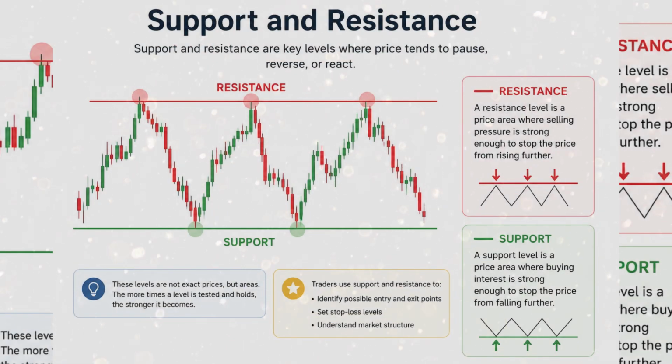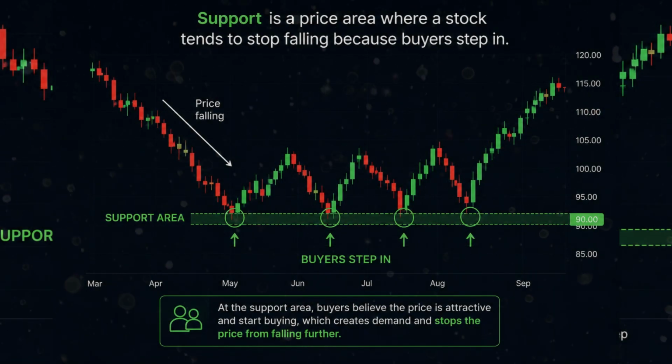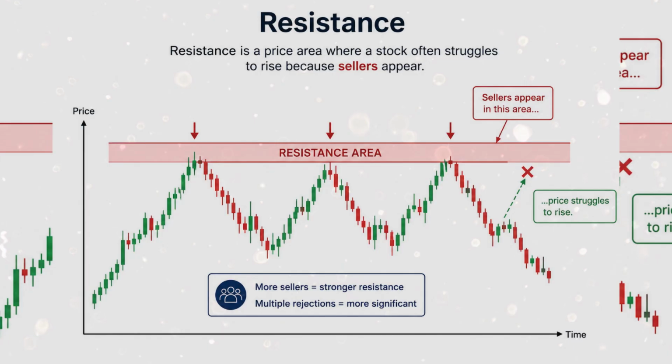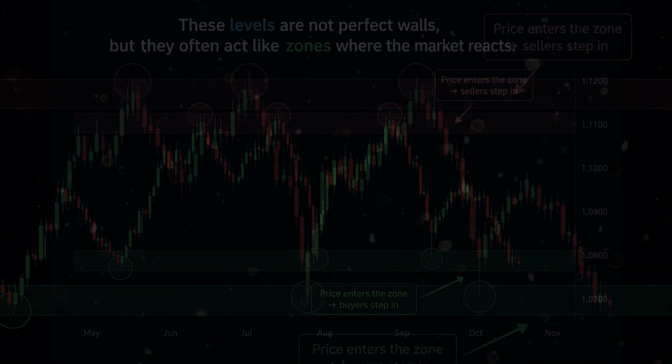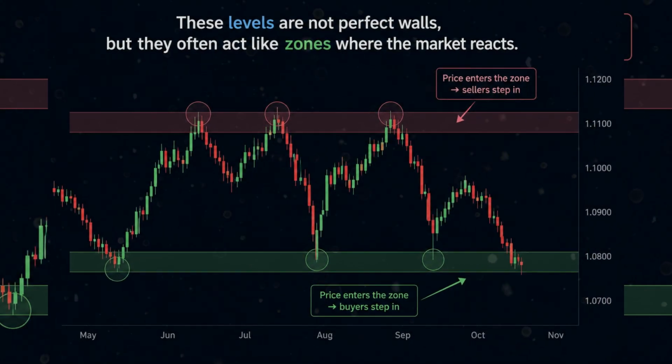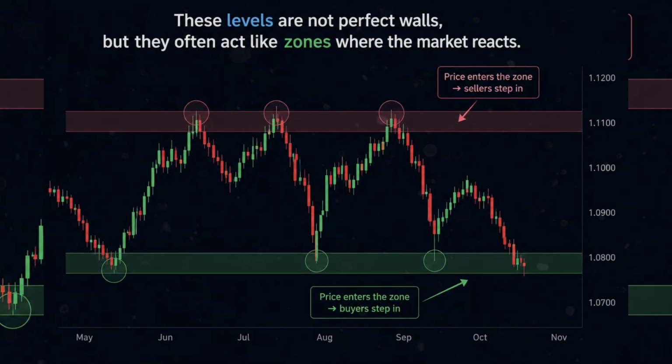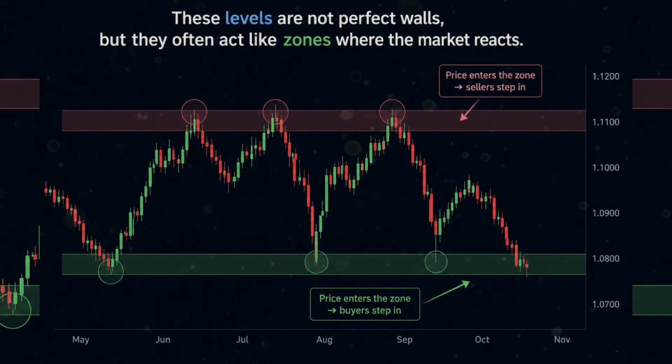Another important idea is support and resistance. Support is a price area where a stock tends to stop falling because buyers step in. Resistance is a price area where a stock often struggles to rise because sellers appear. These levels are not perfect walls, but they often act like zones where the market reacts.